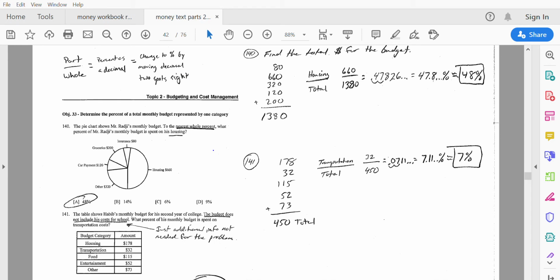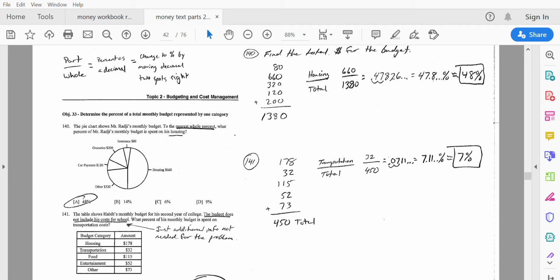I think there's 6 problems that we'll look at, but these will go probably faster than the last couple objectives. Number 140 here says a pie chart shows a monthly budget. It says to the nearest whole percent, so we're going to be rounding after we're done. What percent of the monthly budget is spent on his housing? They give a pie chart here that shows the amounts he spends for each category in a month. We are focused on the housing.